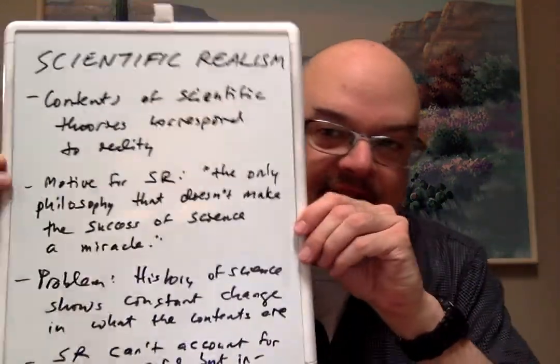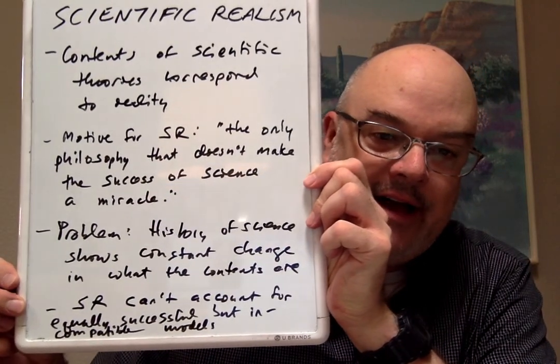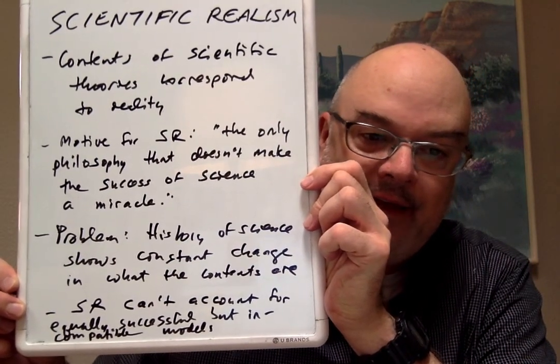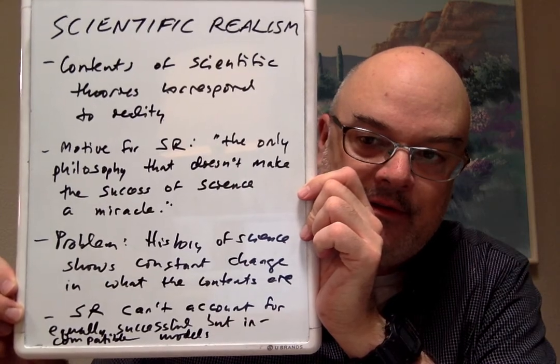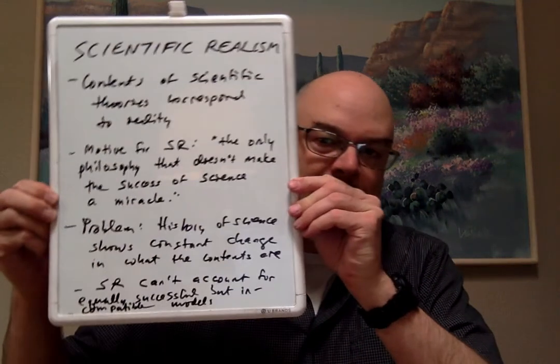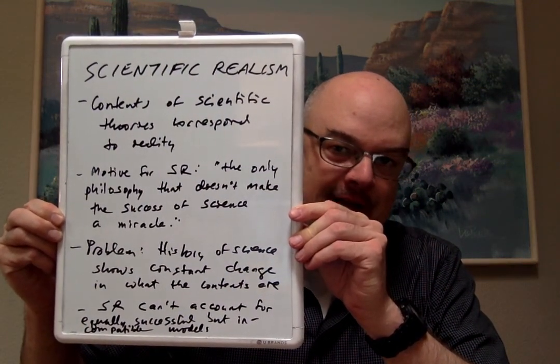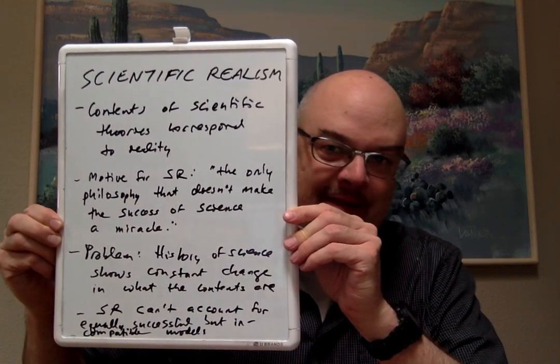The example he gives is the fact that fluids can be described as both particles and as a continuous medium, but obviously it can't in reality be both. So how do we account for that? You see all kinds of examples in science of different models that are proposed, and they're not consistent with one another, but they seem to describe the data equally well and so forth. So that would be maybe a less compelling idea. So those are the basic talking points around scientific realism: what it is, what the motive for it is, and what the problems with it are.